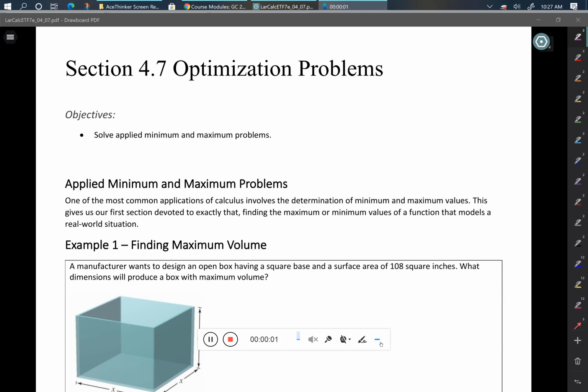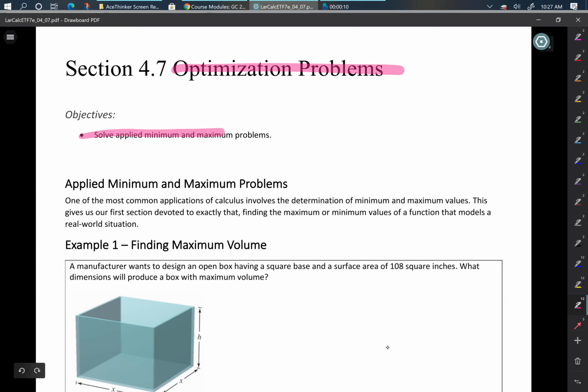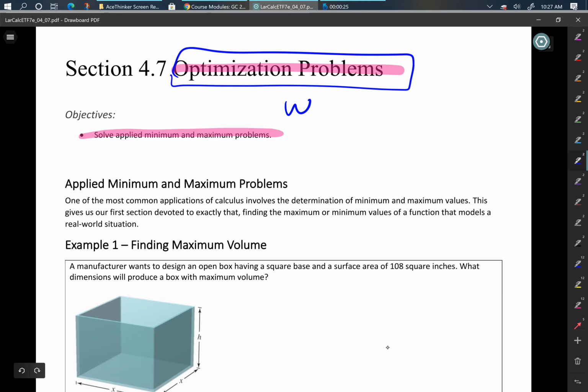Welcome to section 4.7. This is one of my favorite sections in the entire book: optimization problems. Our objective in this section is to solve applied maximum and minimum problems. Basically, we are going to take that idea of increasing, decreasing, maxes and mins, and apply it to what I refer to as optimization problems, but basically are just word problems.